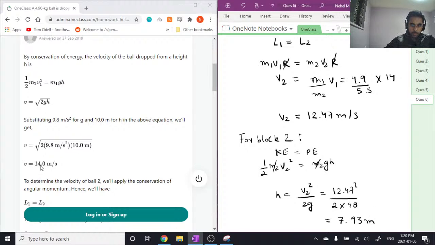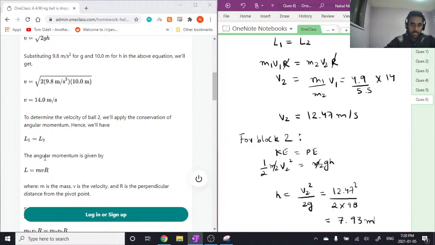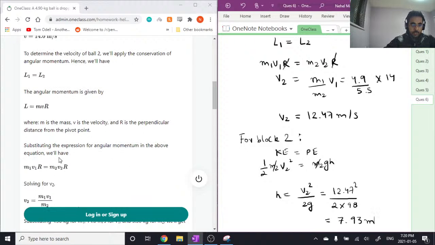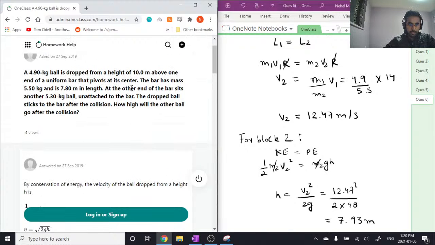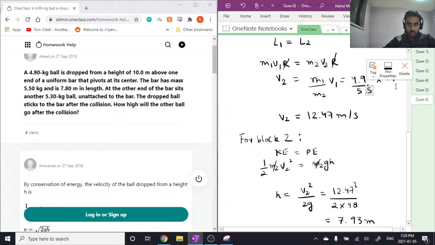We solve for initial v, which is 14. The angular momentums are the same. We calculate v2, which is 12.9. Fairly, maybe I miscalculated it. 4.9 times 14 divided by 5.3. I see. So they actually used, okay, so this should have been 5.3 because the bar was 5.5 kgs, but the block was actually only 5.3 kgs.